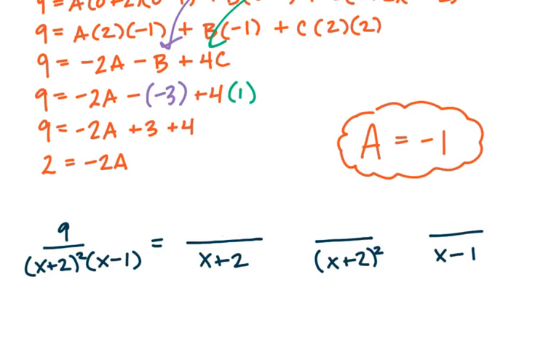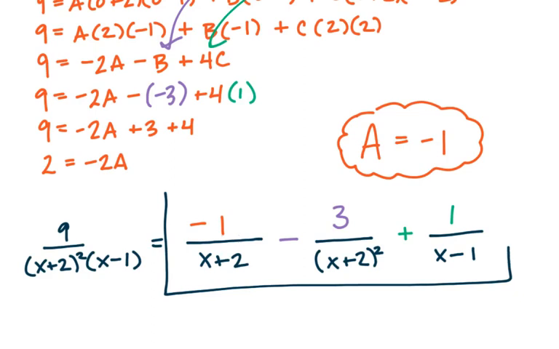A being -1, I've got a -1. B was -3, so I'll write -3. And C was +1, so we've got +1. And so my final answer, my decomposition of partial fractions, are these three fractions I've just put in the box. And again, if we used some algebra to get common denominators and add the three fractions in the box together, they would simplify and give me what I started with, which is what's outside of the box on the left: 9 over (x plus 2) squared times (x minus 1).